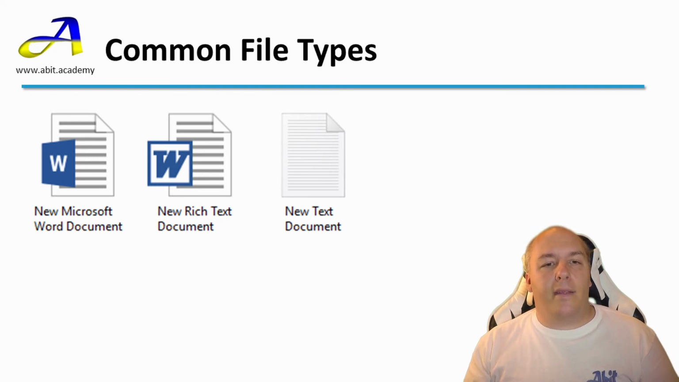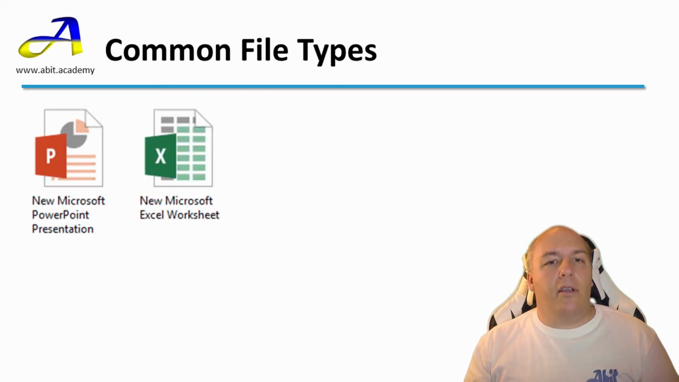Lastly, we have a basic text file. This won't contain any advanced formatting such as bullet points, images, and tables, but it will normally be opened using Notepad. Here are a couple of other Microsoft Office files. First is a presentation file, normally consisting of a number of slides. This opens in PowerPoint. And second, we have a spreadsheet, which opens in Microsoft Excel.